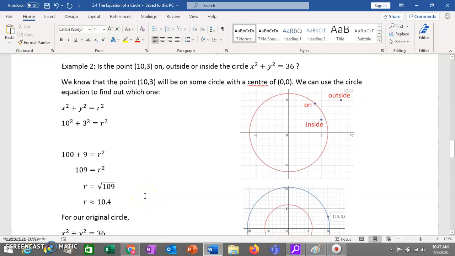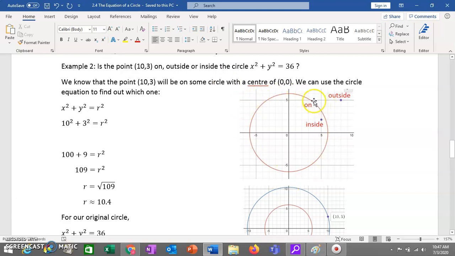All right, last question. Example 2. Is the point (10, 3) on the circle x squared plus y squared equals 36? Is it outside the circle or is it inside the circle? So just to clarify, what do we mean by inside, outside, or on? Well, I have a diagram here to kind of show you.